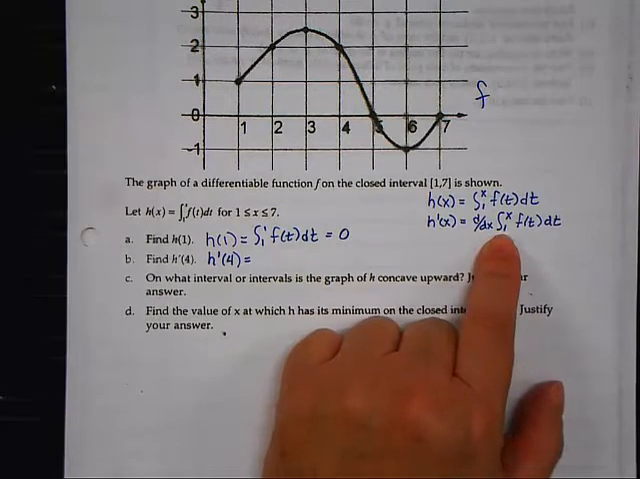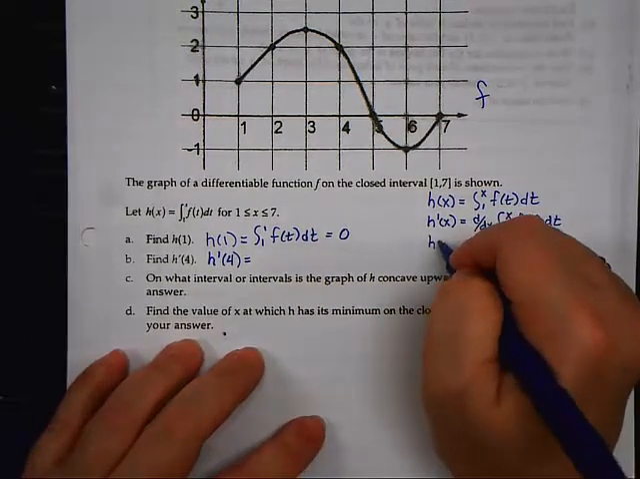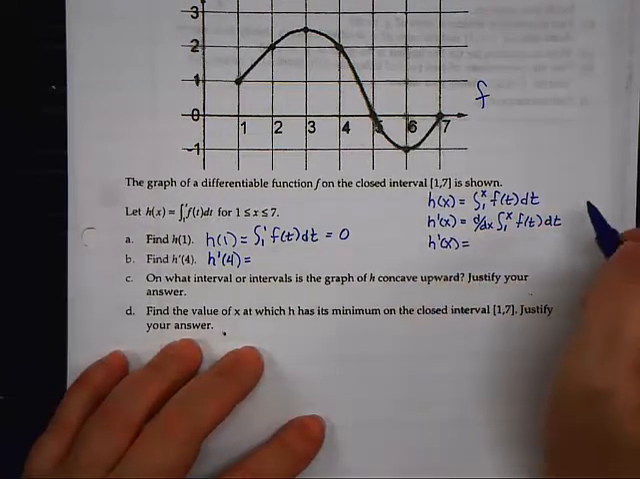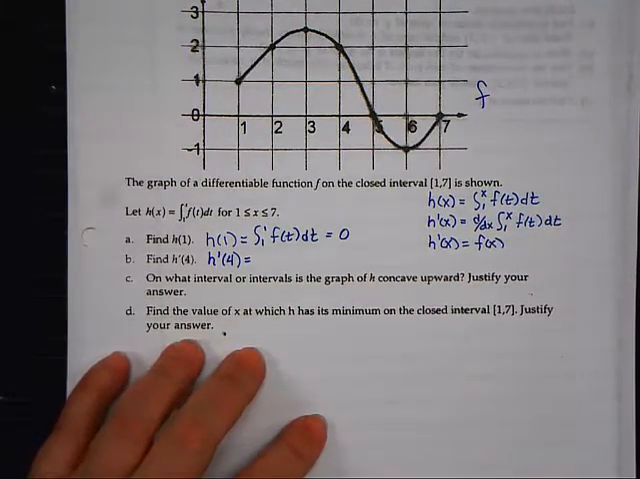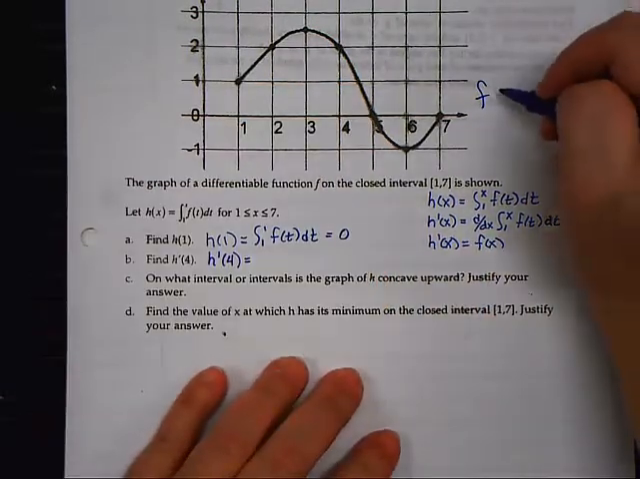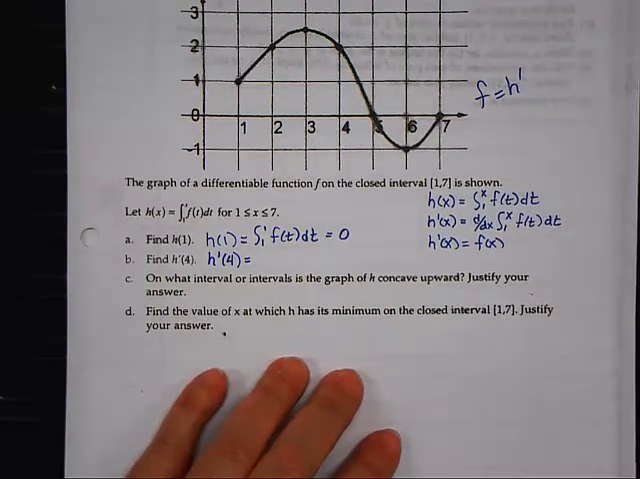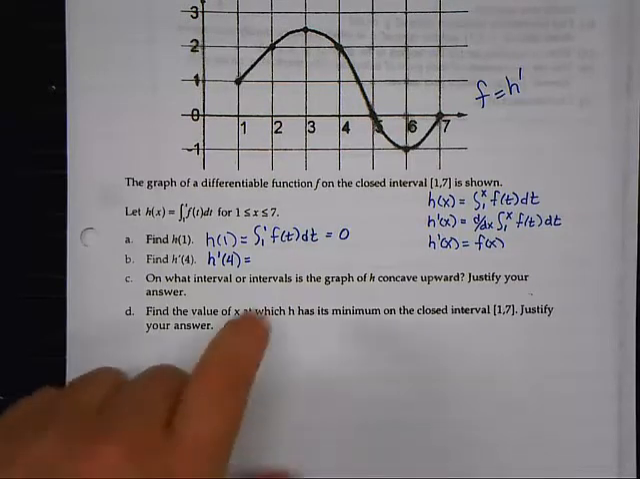When you take the derivative of an integral? Yes. What do you do? What's the short way? What's it going to equal? Plug in the x. So h prime of x equals what? F of x. Okay. So this graph f is actually also the graph of h prime, which makes sense because derivatives and antiderivatives are inverse. Exactly, because they're inverses of each other.